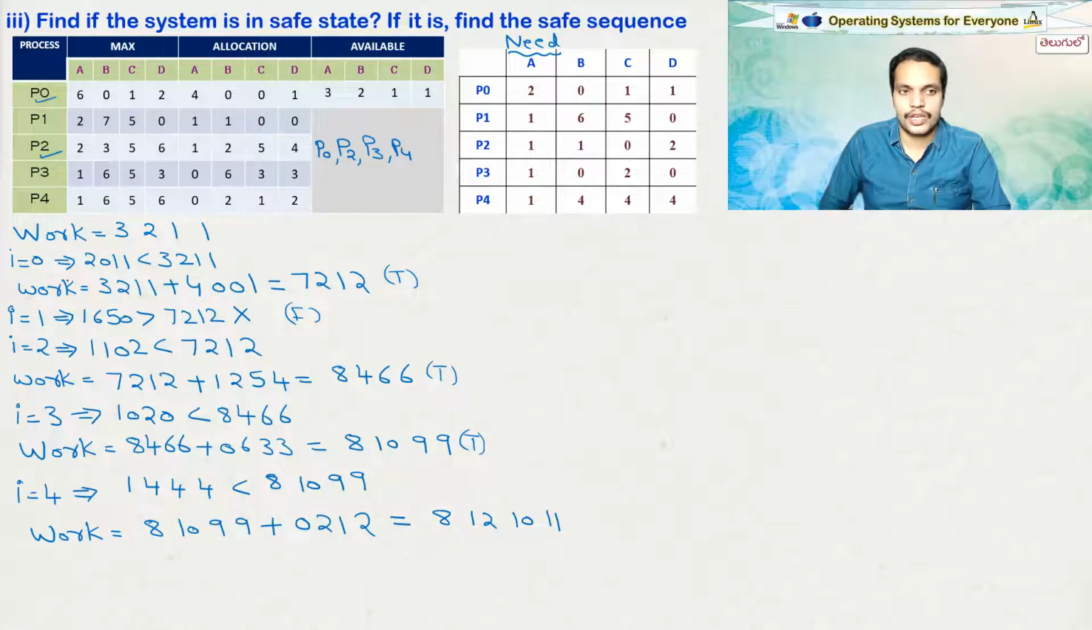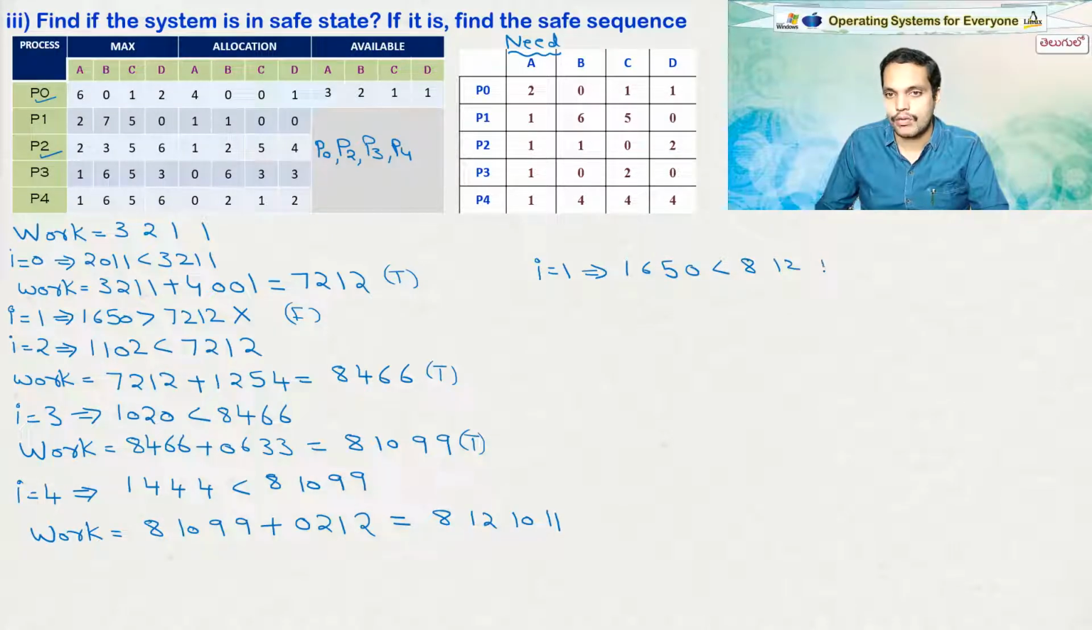Finally after this there is only one I left, which is I equal to 1. I'll go back and check for I equal to 1 now. What is the requirement, the need? 1, 6, 5, 0, which is less than the current work 8, 12, 10, 11. So I equal to 1 will also be added. That means the work will become 8, 12, 10, 11 plus the allocation of P1, 1, 1, 0, 0.